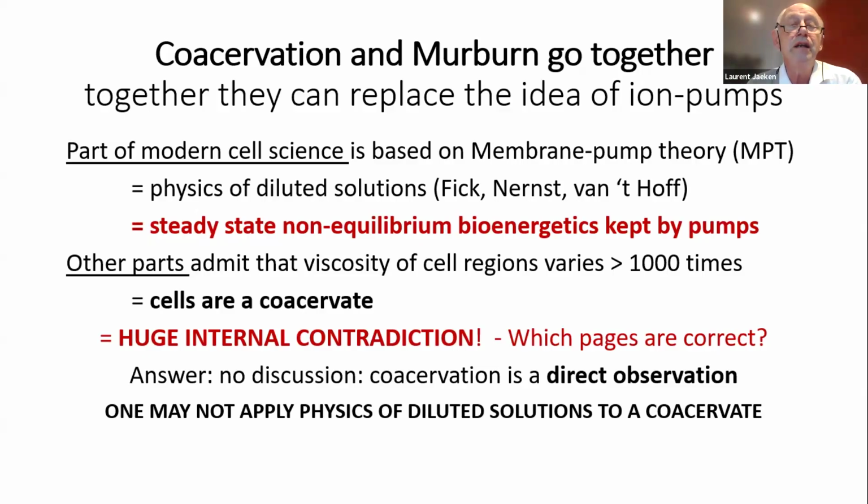So the cell is a coacervate, and the Murburn concept of Professor Manoj goes very well together with it. And I have been busy mainly to see how these two go together. And together they can completely replace the idea of ion pumps. You can really forget about ion pumps. The enzymes exist, and I believe for a while they will still be called pumps, but they do not work as a pump. It's completely different. Their mechanism is completely different.